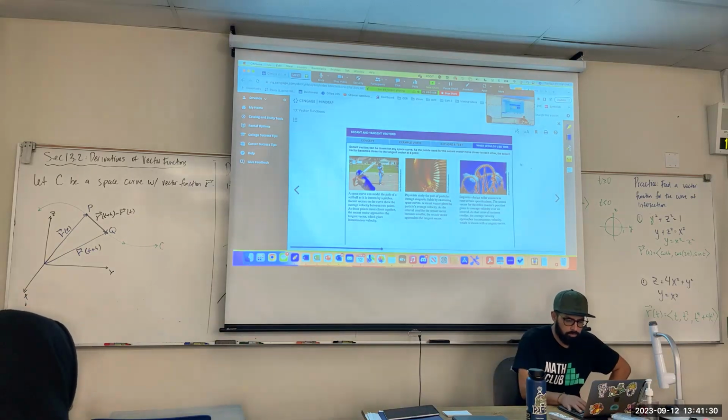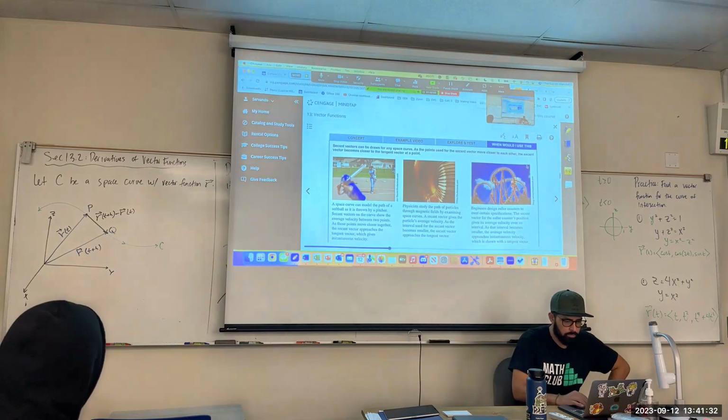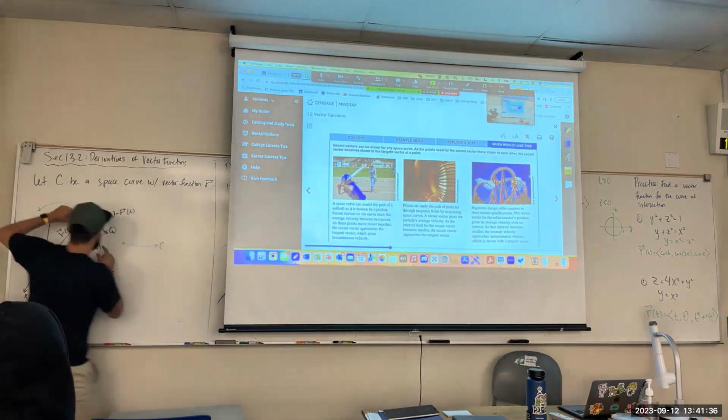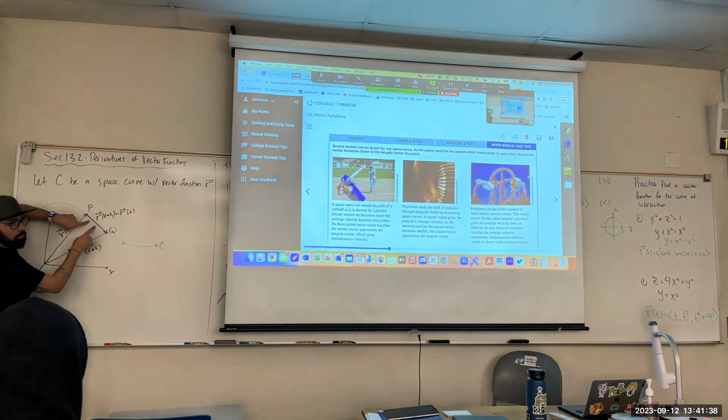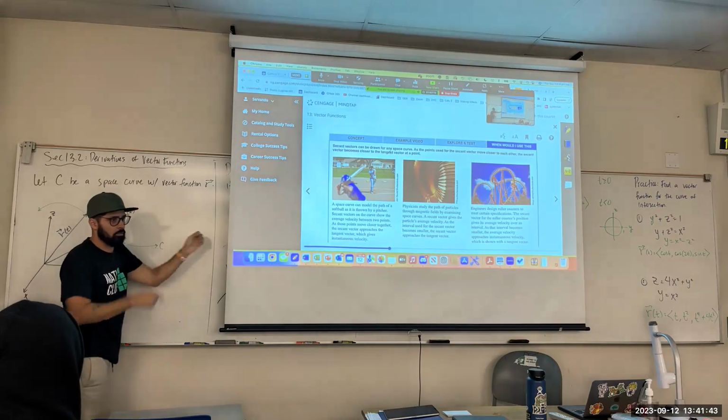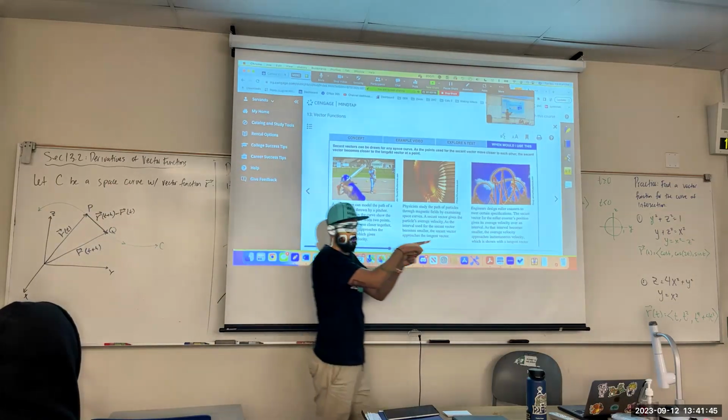Applications of this, let me see if I can make this bigger. There we go. So this vector here, this is within Calc 1, will be called the secant vector, the vector connecting 2 points on the curve. And then the tangent vector is the one where it's just touching the curve at 1 point.